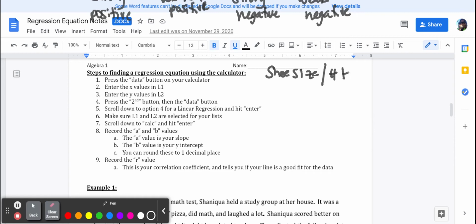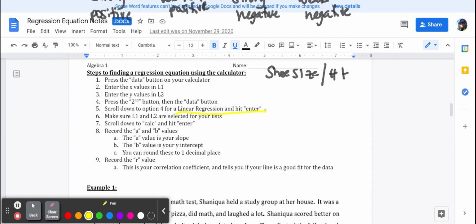So first thing we'll do is press the data button. In L1, we'll put our X values. In L2, we'll put our Y values. Then we want to hit second data, and when we hit second data, we want to scroll down to the fourth option. That fourth option is going to be the linear regression. Once you find it, hit enter. Make sure that you have L1 and L2 selected for your list. Your X list should be L1, L2 should be your Y list.